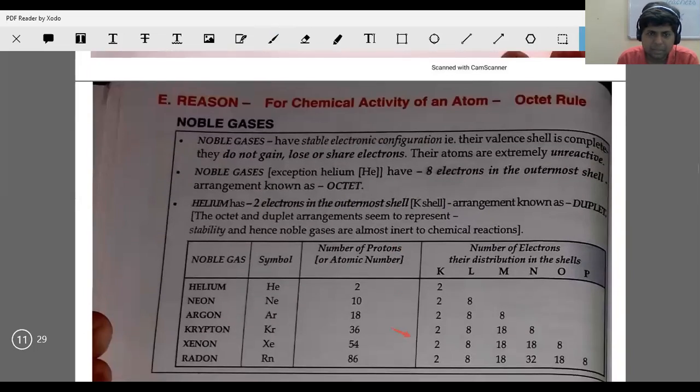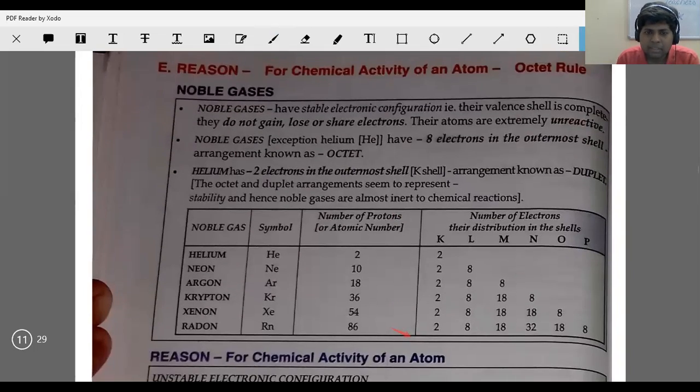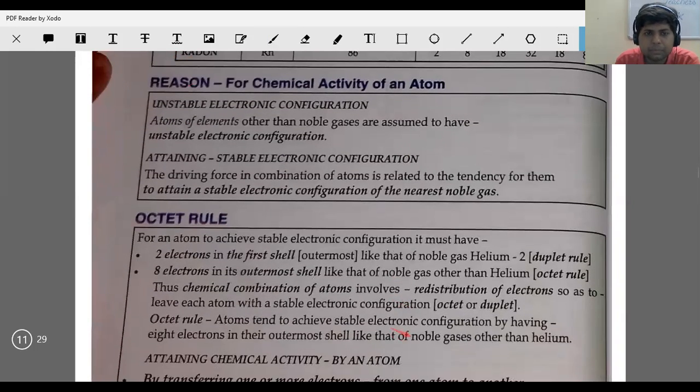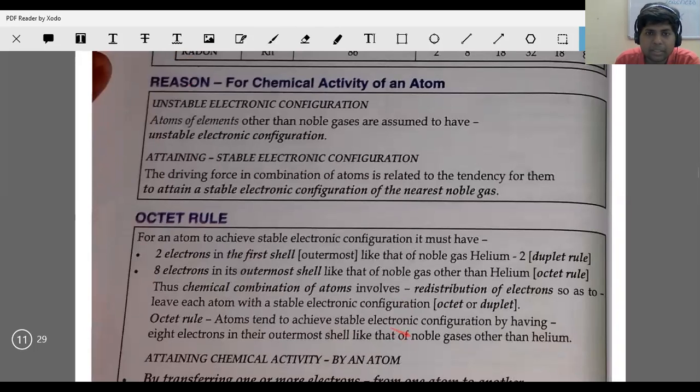Similarly, noble gases are gases which have completely filled electrons in their outermost shell. So helium, neon, argon, krypton, xenon, radon, these are examples of noble gases. Here is the reason given for chemical activity. Why are chemicals active? Why do they combine and form a bond?